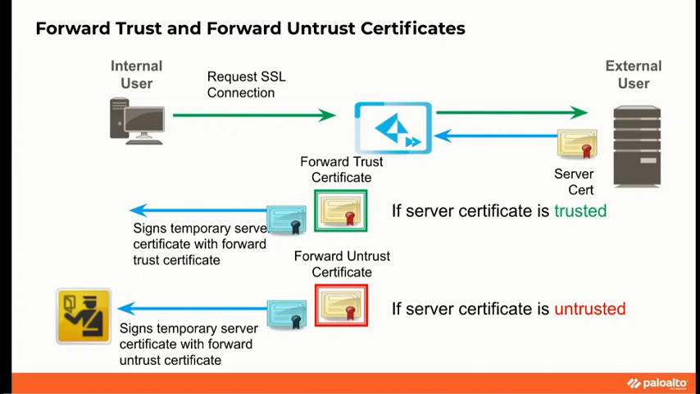When the client initiates an SSL session with the server, Prisma Access intercepts the SSL request and forwards it to the server. The server then sends a certificate intended for the client, which is intercepted by Prisma Access. If the server certificate is signed by a CA that Prisma Access trusts, the firewall creates a copy of that server certificate signed by the forward trust certificate and sends the certificate to the client for authentication.